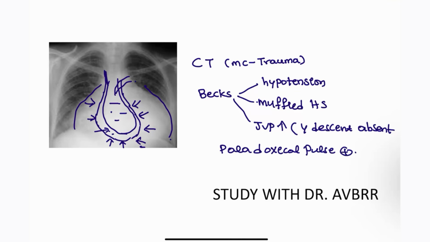What is the immediate treatment? Cardiac tamponade means pericardiocentesis. You can do it at the xiphoid. Here there will be a xiphoid process. You can insert the needle and you have to remove the pressure. That is how we are going to proceed for this patient.